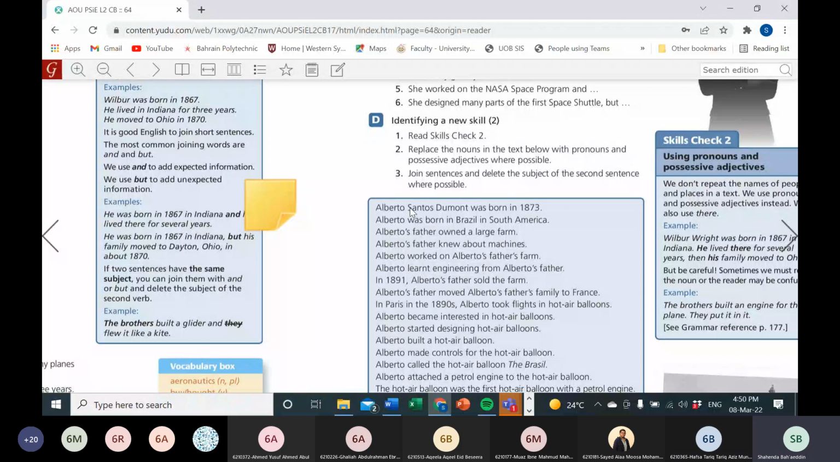Very good, very good. Khalas, I don't need to repeat the words again. I don't need to repeat Alberto. I don't need to repeat was born. I will just add the new information. So he was born, the date or the year in 1873, and then the place in Brazil in South America. Very good. What about the second or the other two sentences?